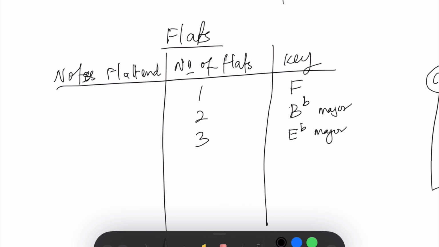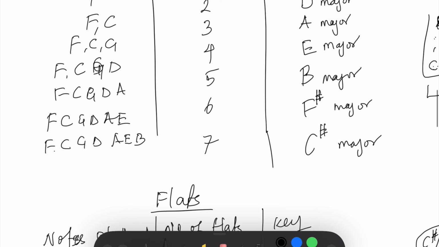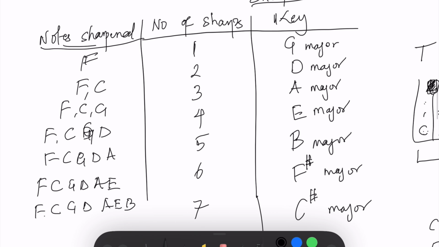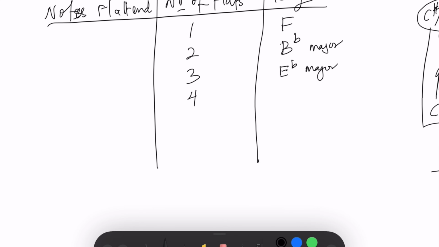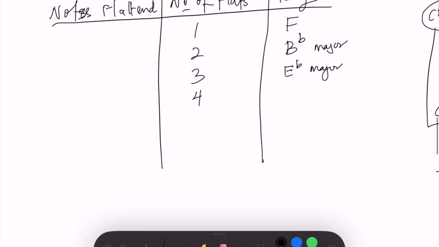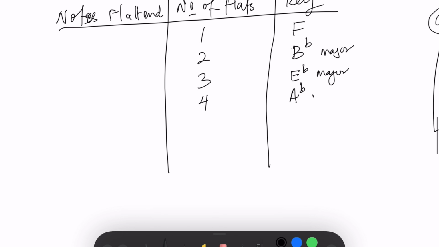Notice that I didn't just write E major because it's different. In music, E major and E flat major are not the same key. If you say E major, then you'll be referring to the sharps family, E major. But this is E flat major. So we continue. 4 flats is A flat major.